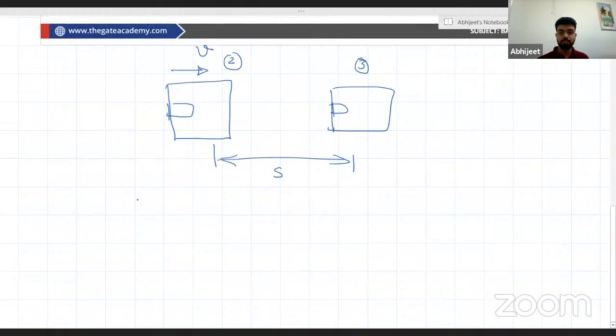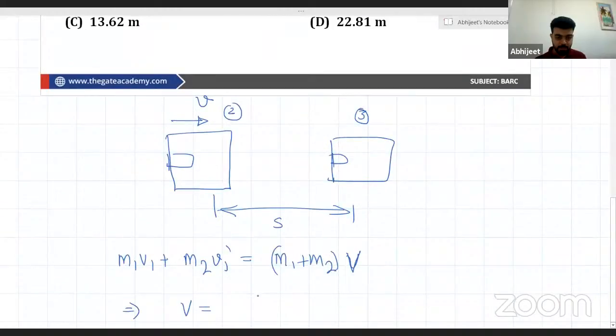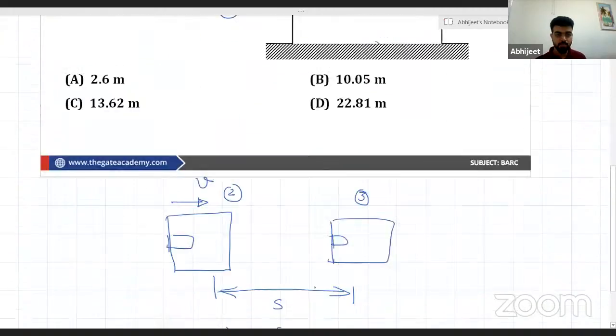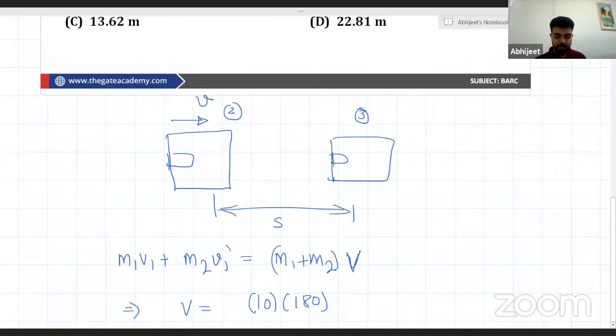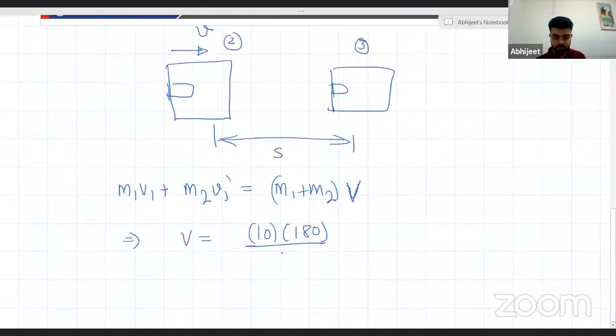So we will use the conservation of momentum. m1 v1 plus m2 v1 dash is equal to m1 plus m2 into v. That is the conservation of momentum when both objects stick together, a plastic collision. So v is what? m1 v1, and this is 0. m1 is 100 gram, v1 is 180 meter per second. And now m1 plus m2 is 450 plus 10, that is 460.